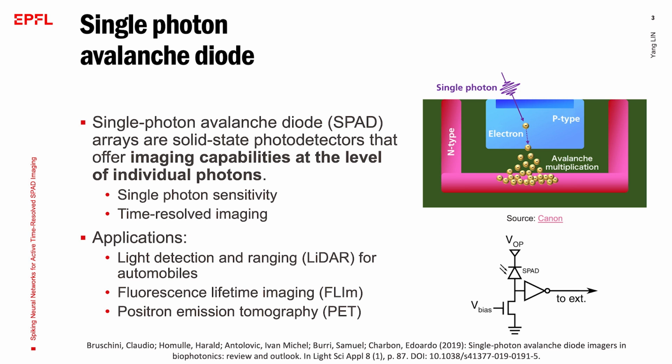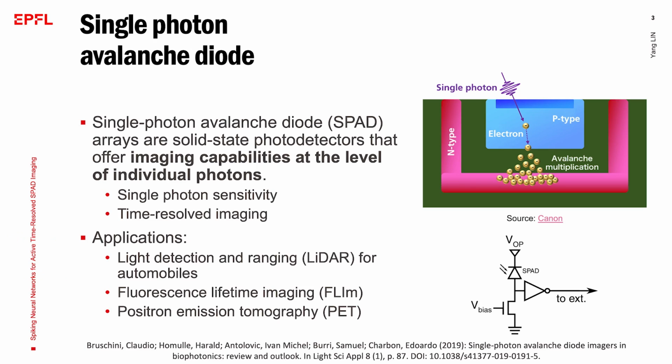A SPAD is basically a p-n junction reverse biased over the breakdown voltage. When a photon hits the depletion region, it may create an electron-hole pair and trigger the avalanche breakdown. Therefore, a pulse in the voltage signifies the detection of a single photon. Besides, the buildup of the avalanche breakdown is ultra-fast, which enables the precise timing of photon arrivals and facilitates time-resolved imaging.